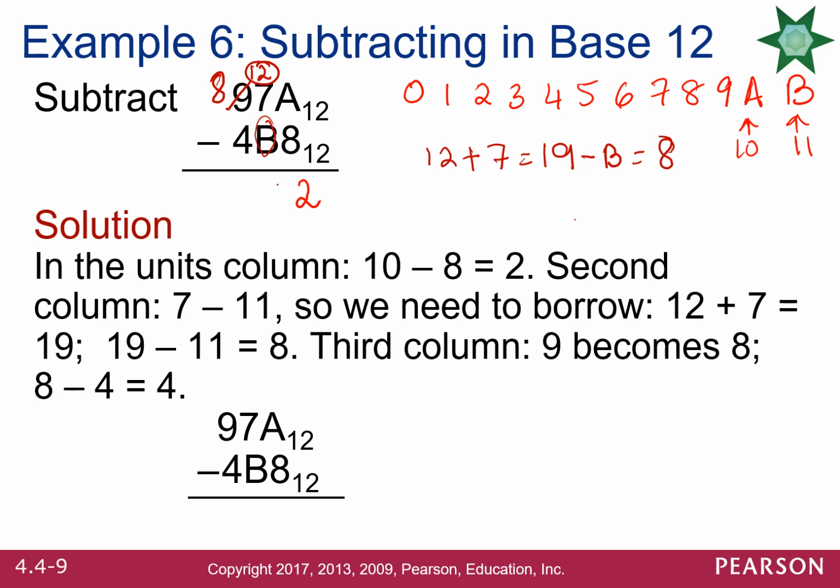So I'm going to write 8 under the column for 7 and B, and then go to the column to its left to do the subtraction. So 8 is greater than 4. We are good here. So 8 minus 4 is a 4. So our answer is 482. And please put a subscript for the base to indicate that this is base 12. Otherwise, people would think that this is a decimal.